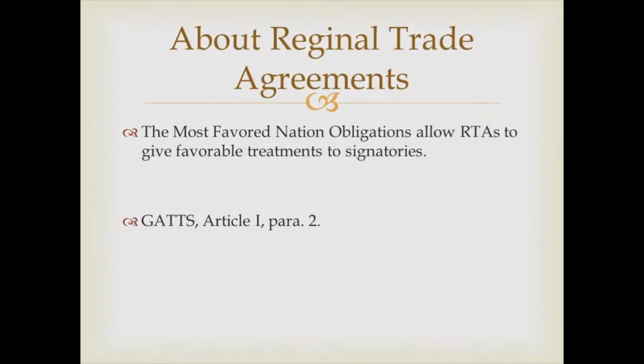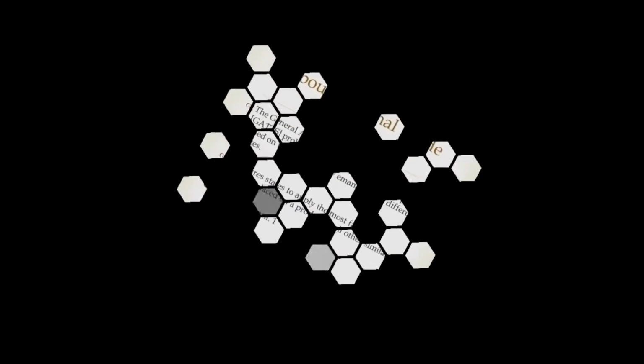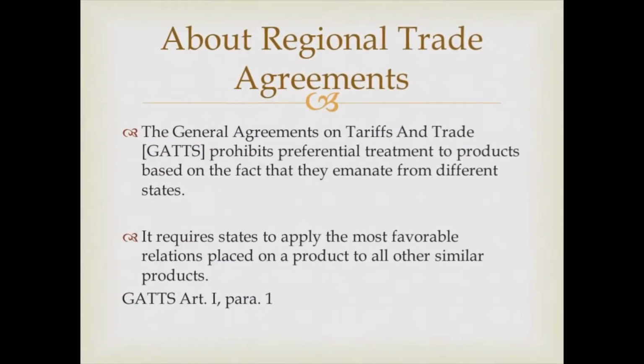The most favored nation obligation allows RTA to give favorable treatment to signatories according to GATT's Article 1, Paragraph 2. The General Agreement on Tariffs and Trade, also known as GATT, prohibits preferential treatment to products based on the fact that they emit from different states. It requires states to apply the most favorable relation placed on a product to all other similar products. GATT's Article 1, Paragraph 1.